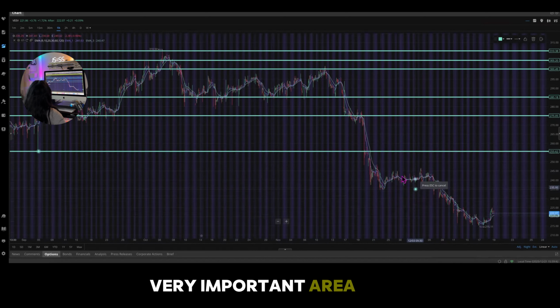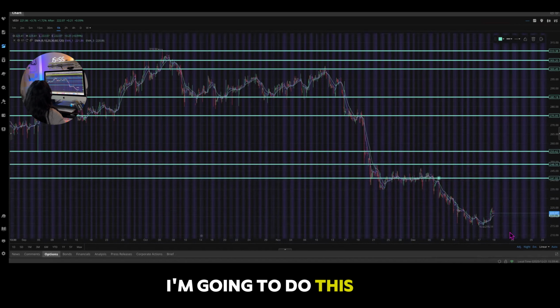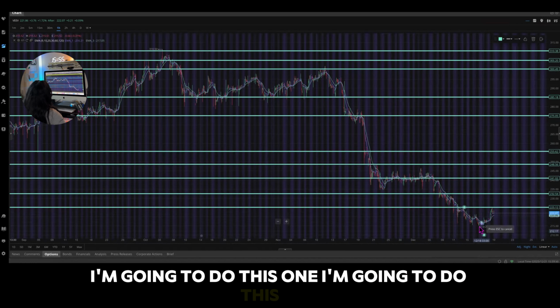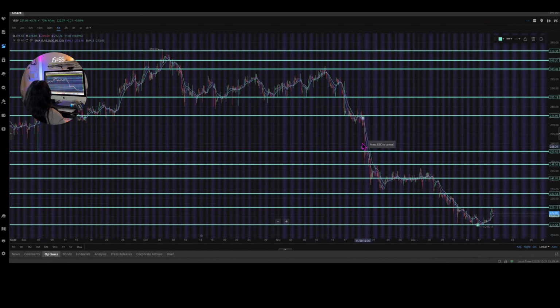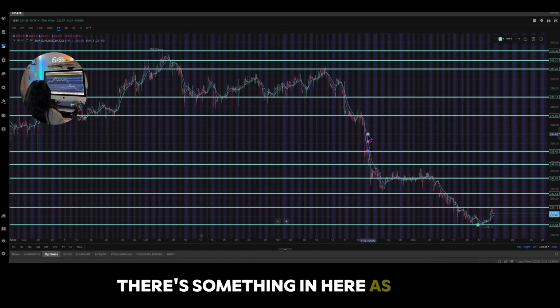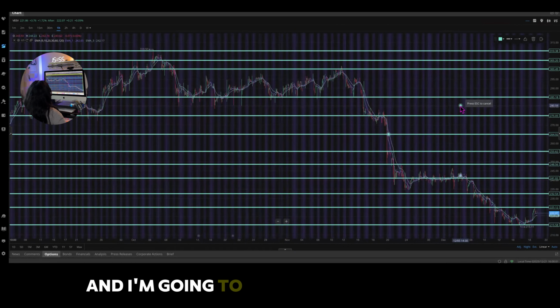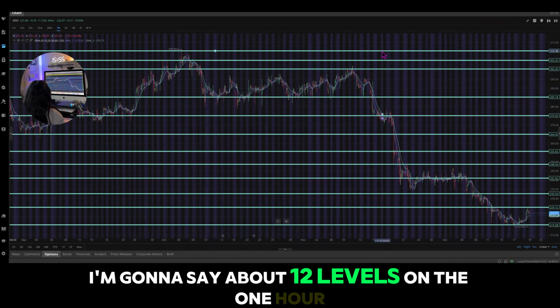Very important area. Okay. I'm going to do this one. I'm going to do this one. I'm going to do this one. And I'm going to the very bottom of my chart. Okay. There is something in here as well. If you can scale in a little bit, you'll see something right there. And I'm going to just simply draw there. Okay. I have, I'm going to say, about 12 levels on the 1 hour time frame.